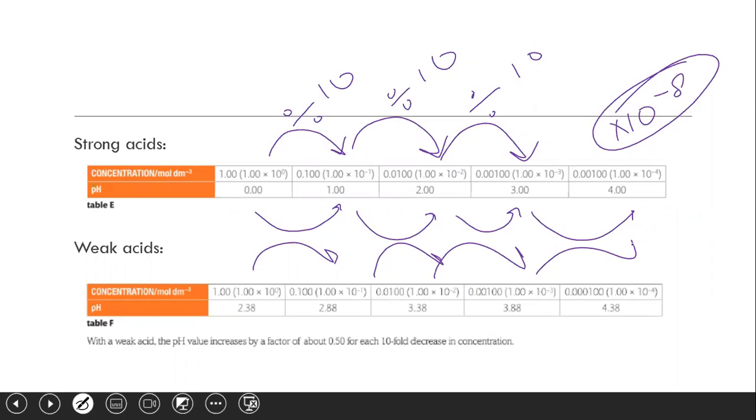Any confusion so far? Anything you want to ask regarding the topic? Is this all clear? Yes, miss, it's clear.